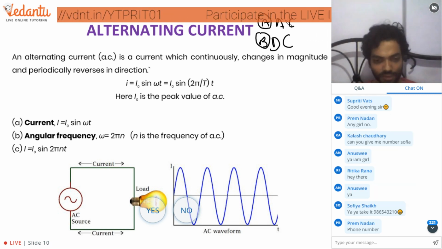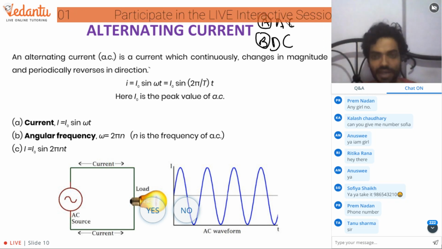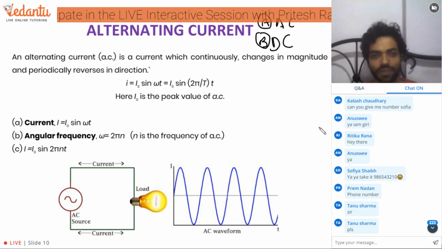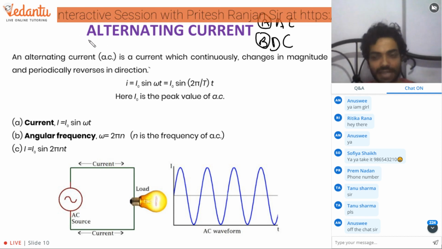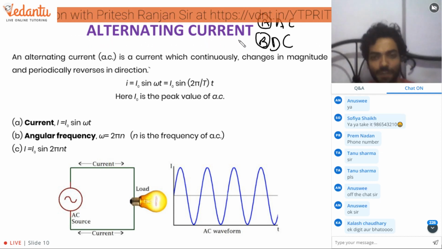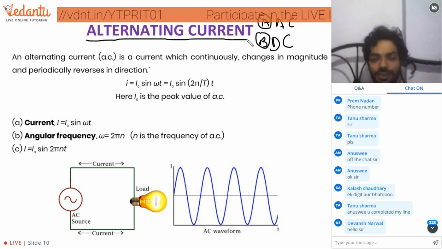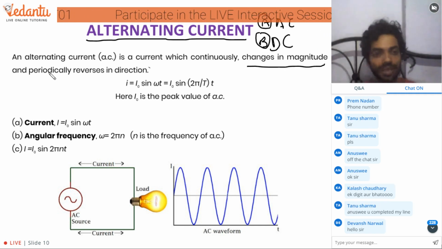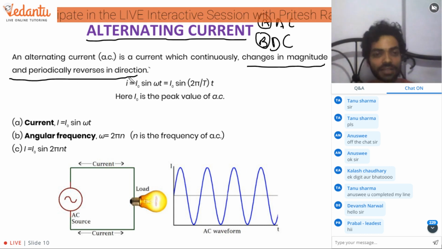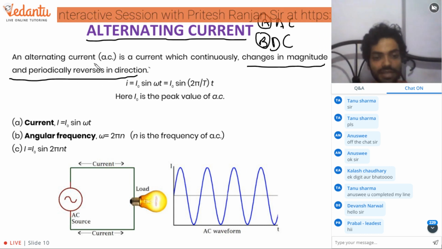So yes, approximately all of them are correct. So yes, guys, whatever current that we get in our households, that is alternating current. The basic definition of alternating current: it's a type of current that continuously changes its magnitude as well as direction. So there is a periodic reversal in the direction.